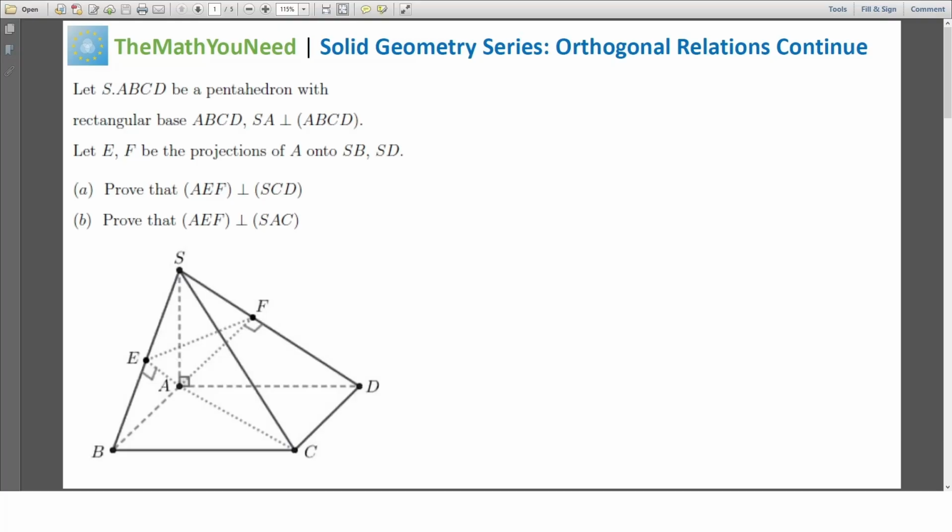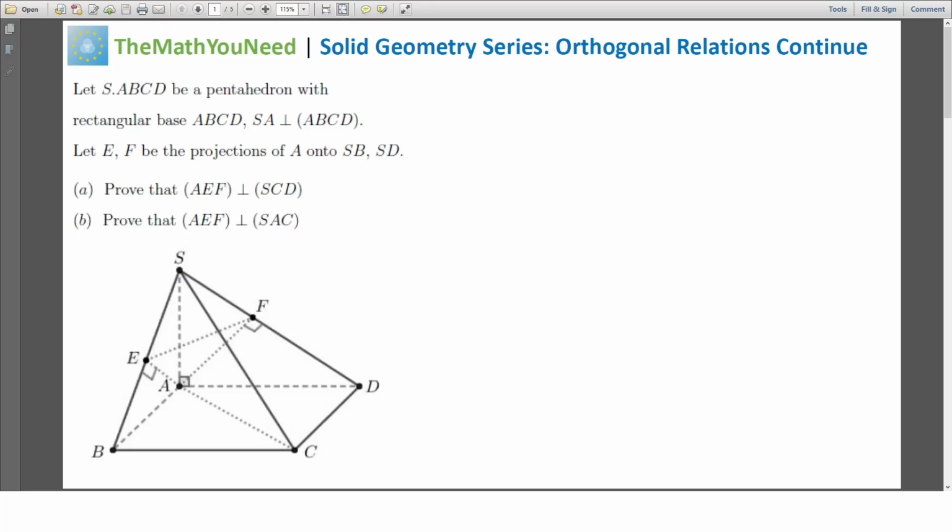Today we will continue with orthogonal relations, and I'm having an exciting problem for you. Let S.ABCD be a pentahedron with a rectangular base ABCD, and SA is perpendicular to the base plane ABCD. Let E, F be the projections of A onto SB, SD respectively.